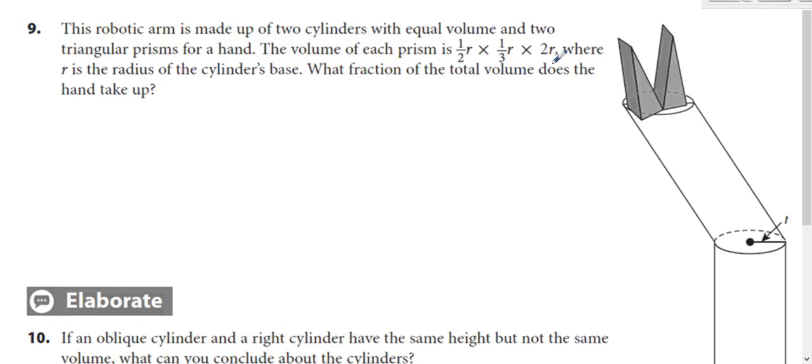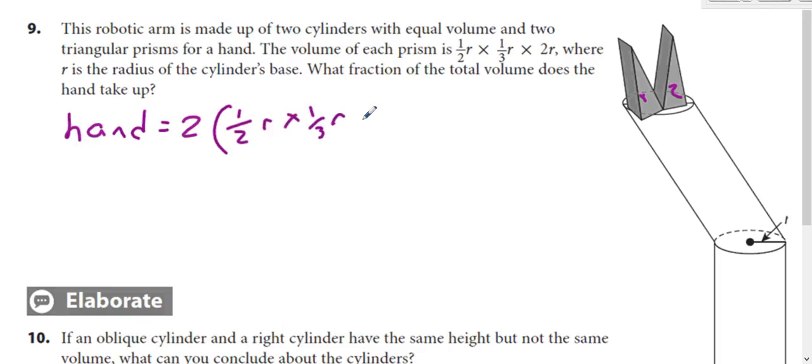So this is the volume of the hand. Now there's each prism, so there's two of them. So we're going to do 2 times 1/2 r times 1/3 r times 2r. So if you multiply that out, it's 2/3 r cubed.